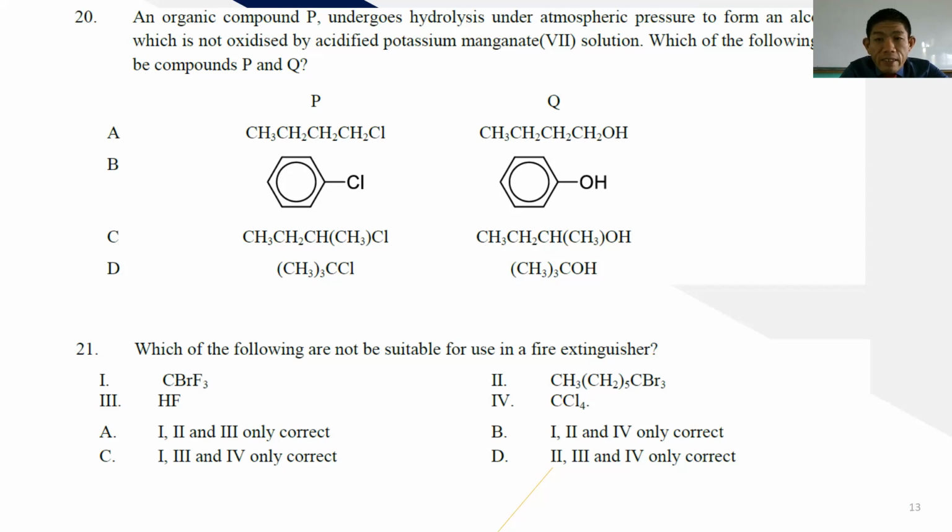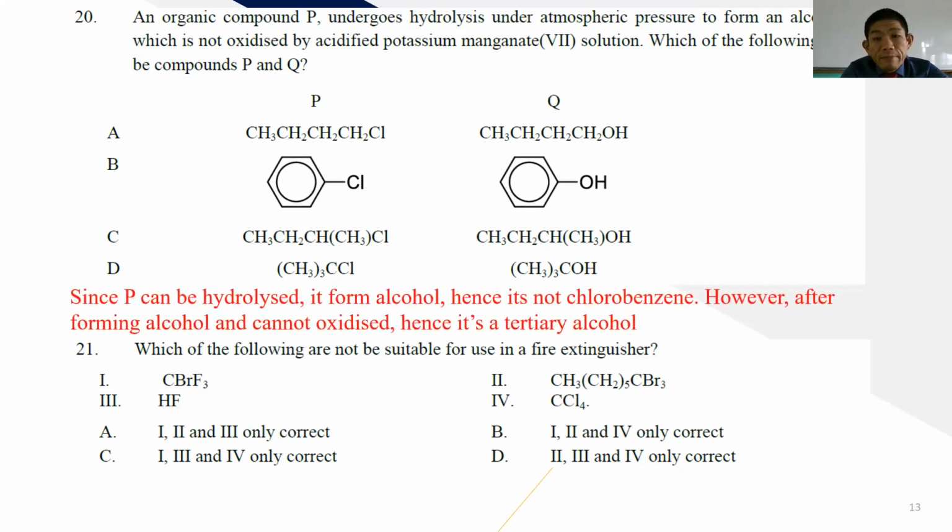Now, in here it is impossible to be phenol because the question already stated that P undergoes hydrolysis under atmospheric pressure. Chlorine can only react via hydrolysis when you have a high temperature and high pressure. So B is out from our choices. So the best answer in here is C.